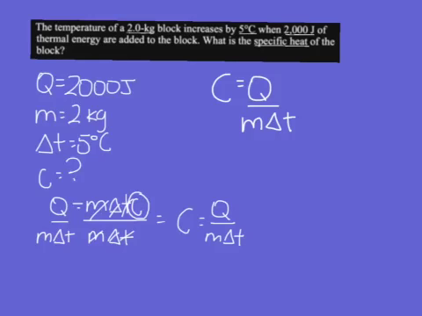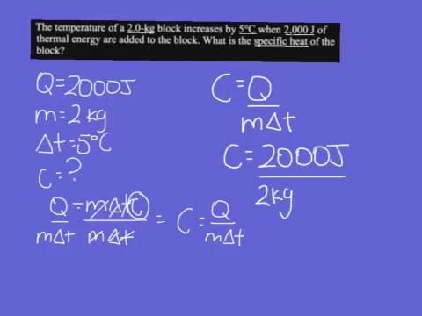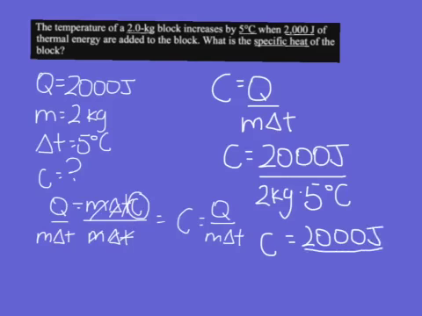Let's plug things in now. C equals 2,000 joules divided by 2 kg times 5 degrees Celsius. Okay, now let's solve it. So C equals 2,000 joules over, 2 times 5 is 10, kg times degrees Celsius.